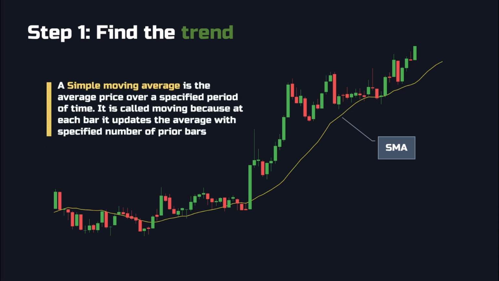A simple moving average is the average price over a specified period of time. It is called moving because at each bar, it updates the average with the specified number of prior bars. So for a 20-period moving average, the line is drawn by calculating the average of the previous 20 bars. If the price is above the moving average line, then it is an indication that the price is trending upwards.